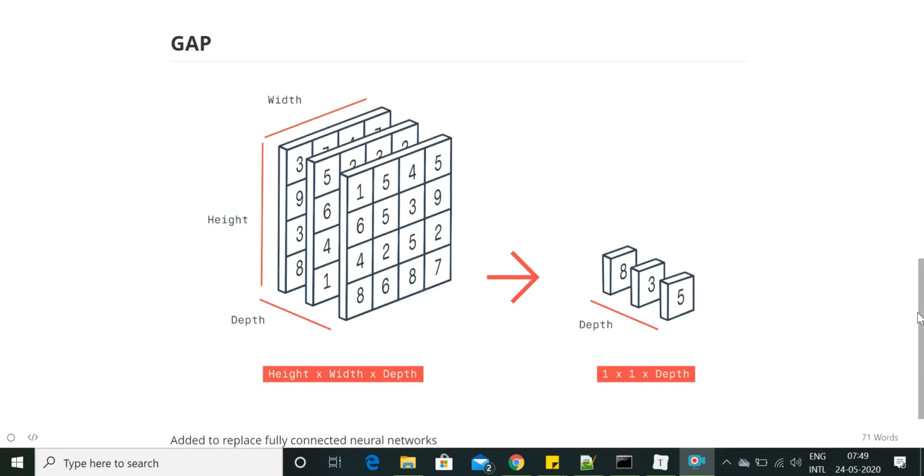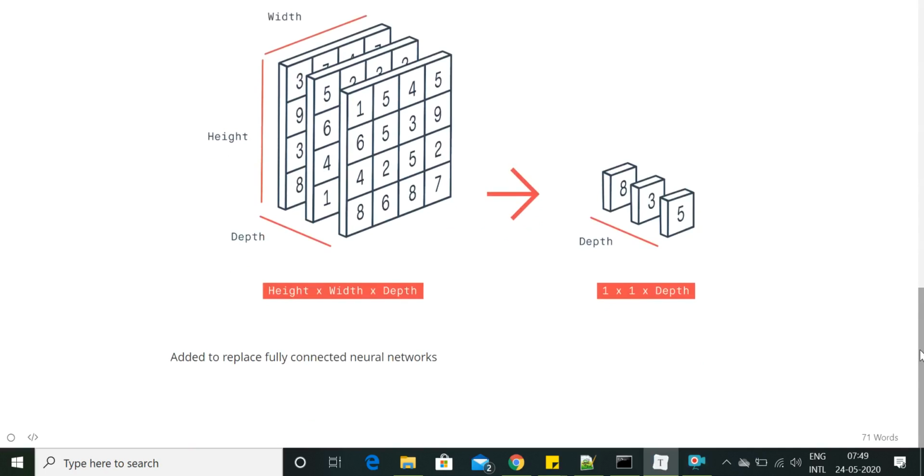And why do we need global average pooling? We need global average pooling to replace fully connected neural networks that are present towards the end of the neural network. So why do we need to replace these fully connected neural networks that are present towards the end? There are two reasons. The first reason is to prevent overfitting. We know that when we add a fully connected neural network to the end of a CNN, it adds a lot of parameters. And whenever there are a lot of parameters, it leads to overfitting. So that is one reason why we need to add global average pooling instead of having a fully connected neural network.